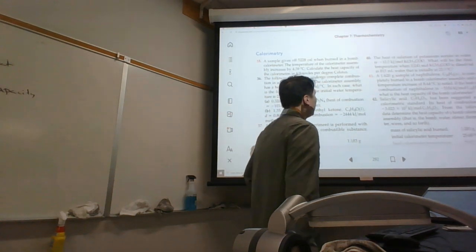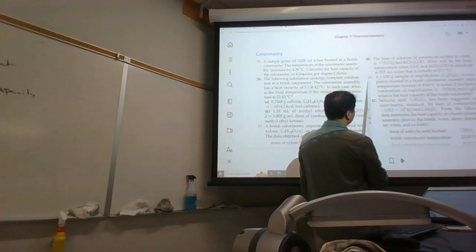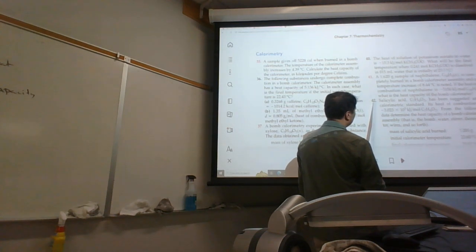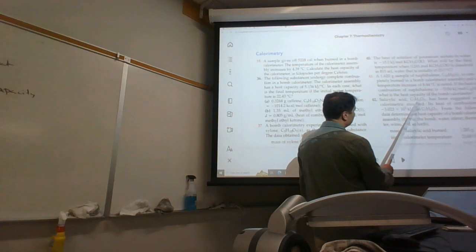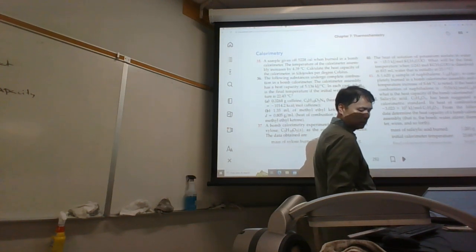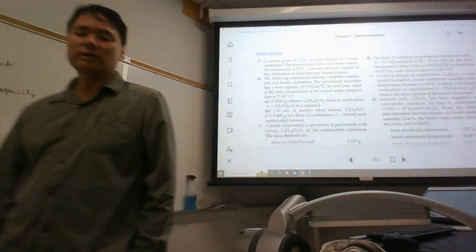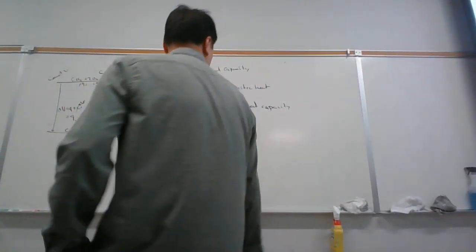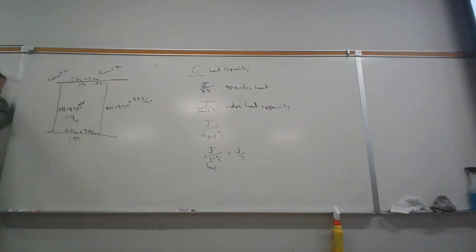Here's a bomb calorimetry experiment. This is for calibration, 41. 42 is also for calibration. Let's look at 42. Salicylic acid, C7H6O3, has been suggested as a calorimetric standard. So for example, a primary standard, what criteria does a primary standard have to meet? Primary standards must what?